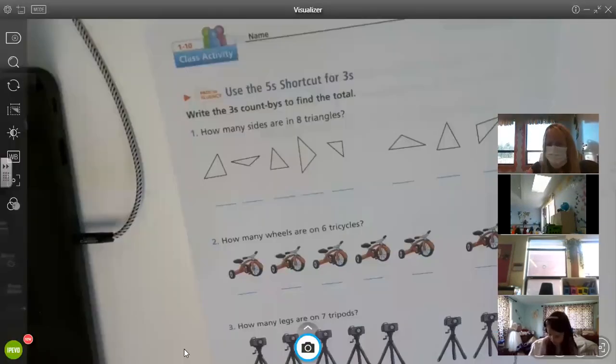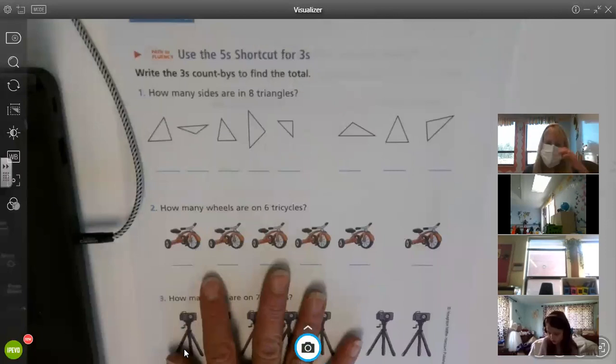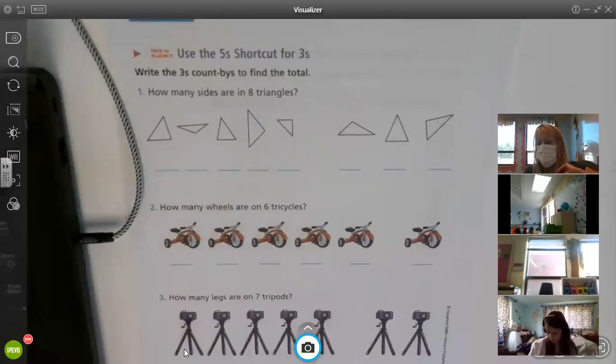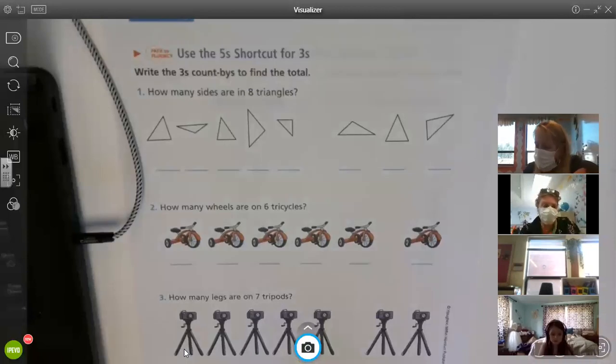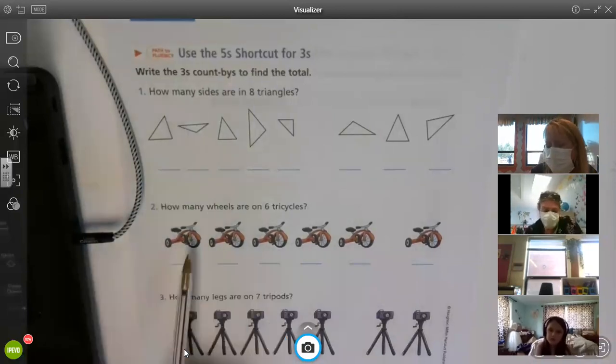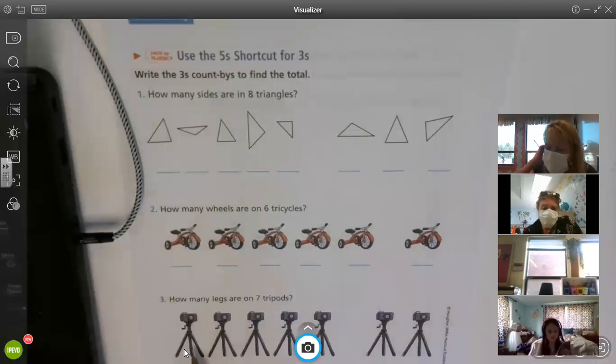Okay, so quickly, we are going to look at a shortcut for finding our threes. Just like we had a shortcut for our nines, there's a shortcut for our threes. So let's look at page 46, a 4 and a 6. I hear my name, yes? Never mind, you just said what page it was on. Okay, I could put it in the chat too. Thank you, Mrs. Harrison. Okay, so on page 46, we see a lot of things that come in threes, like the sides of a triangle, the wheels on a tricycle, and legs on tripods.